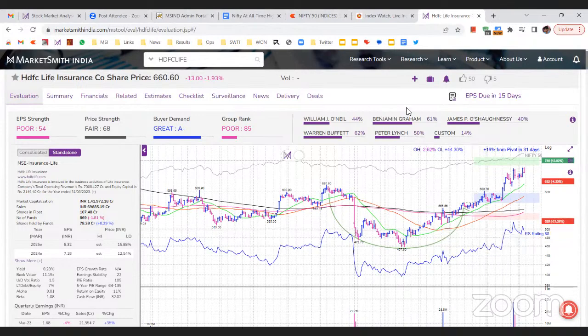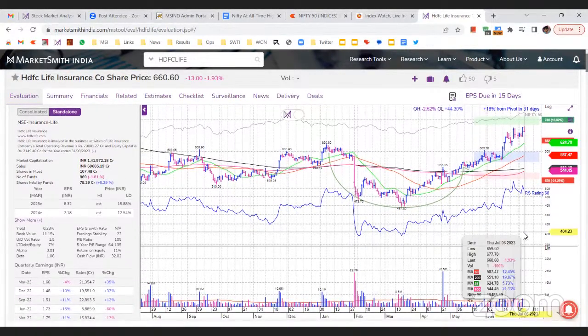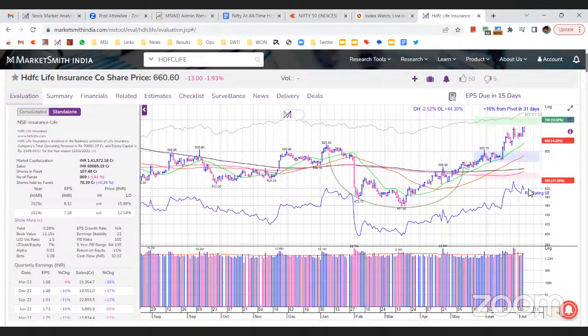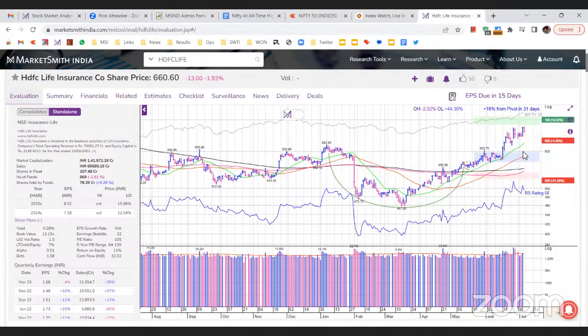Currently it's a bit extended from the ideal buy zone, 16% above the pivot, and also around 12-15% above its 50 DMA. It is a bit extended. So ideally not a great time to add a fresh position according to the O'Neill methodology. Let it form a fresh base. If it forms a new base from here, and when it re-breaks out from there, that is the point when you should go behind the stock.